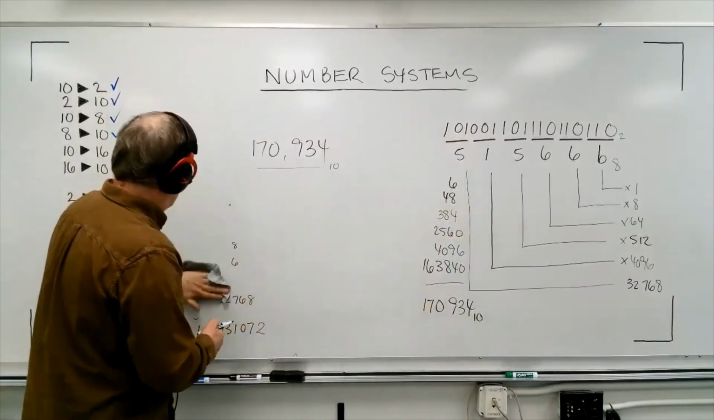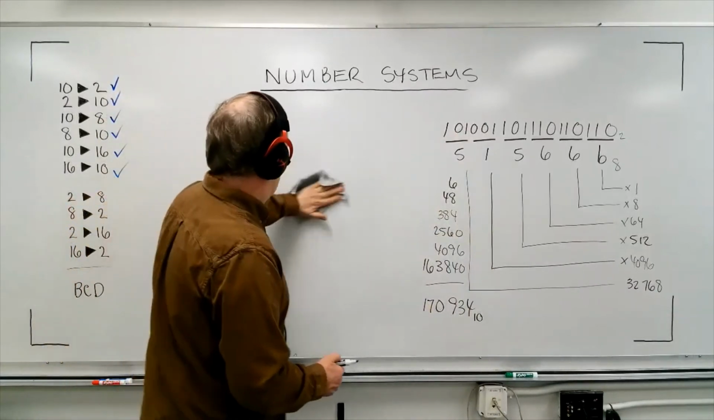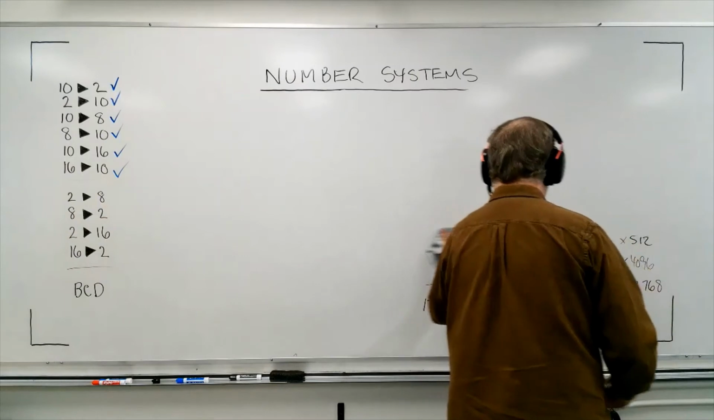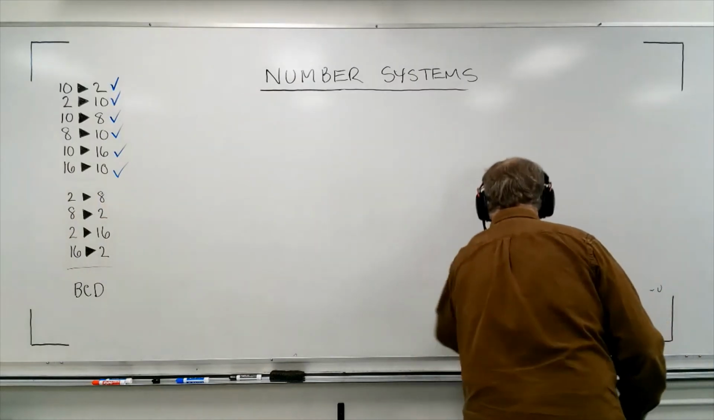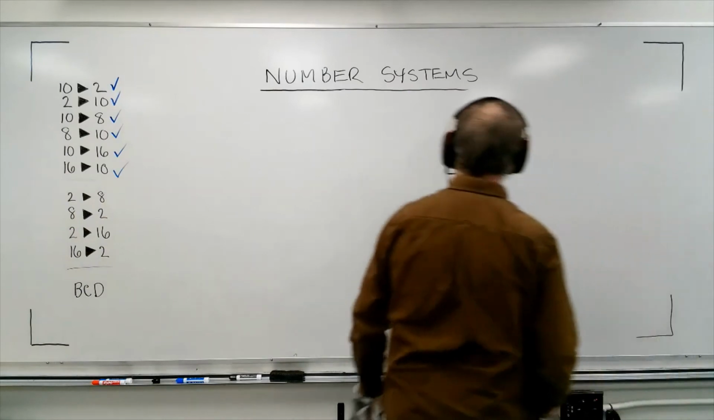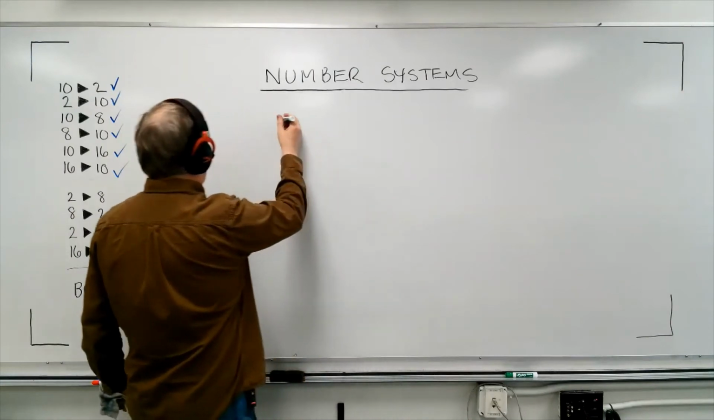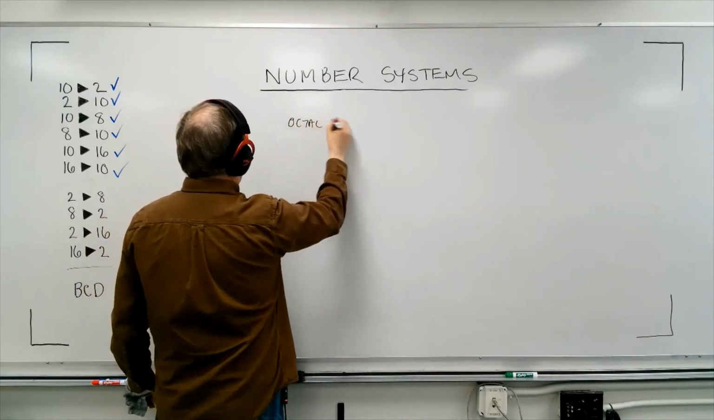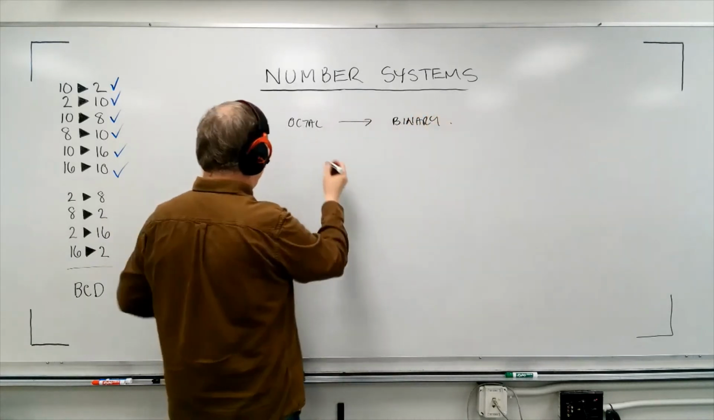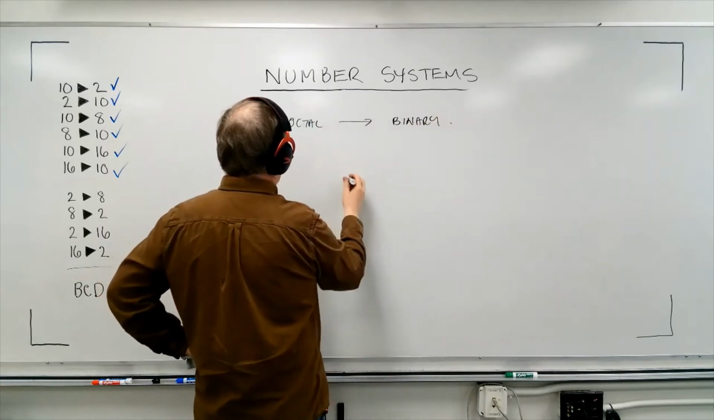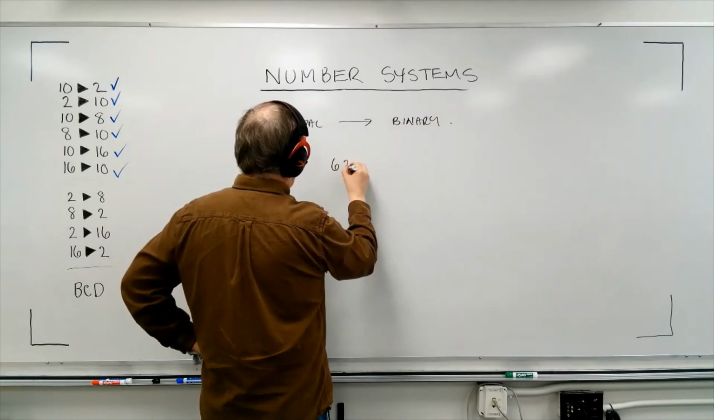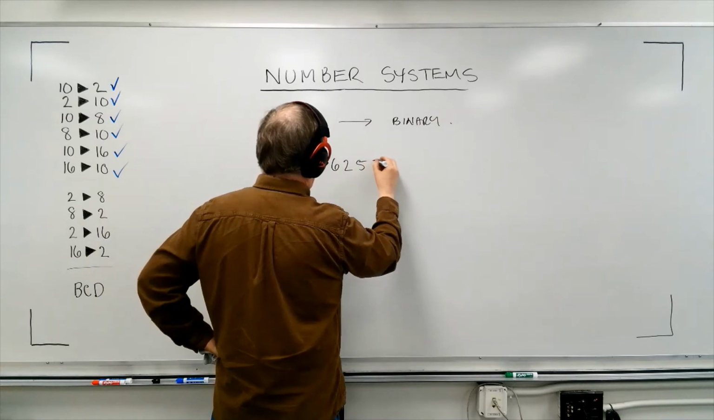Now, what I'm going to do then is I want to show you how to convert from an octal number into binary. So from octal to binary. Okay, let's take a look. Now let's say I have an octal number that looks like this. I'm not going to make it too big. 6, 2, 5, 3, 3.